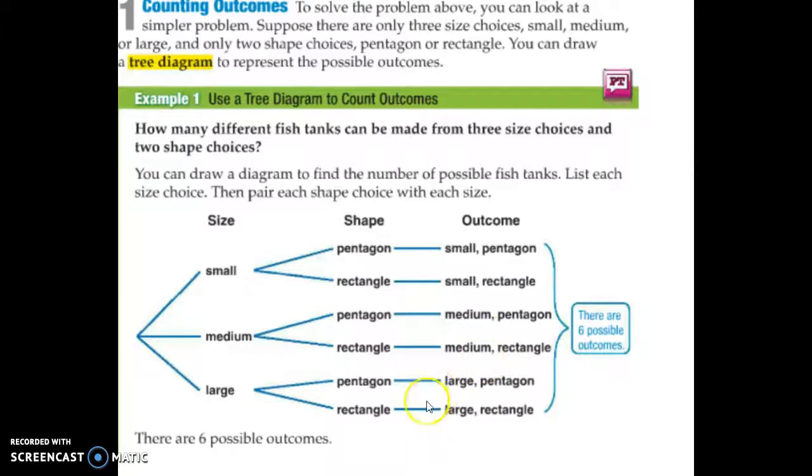All right. Now you're probably already noticing a pattern here, but we'll get to that shortly. But let's just write it down. How many sizes were there? There's 3 sizes, and there was 2 shapes, and the answer was 6. So keep that in mind as we move on here.